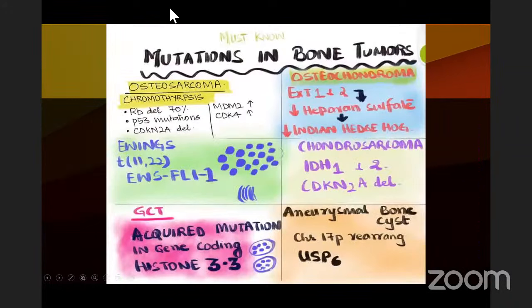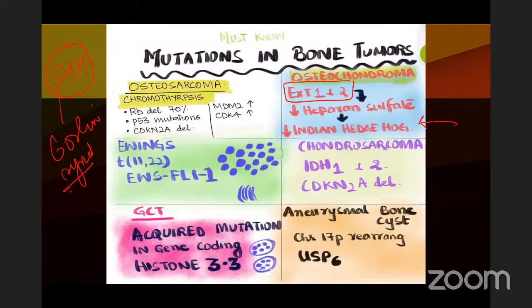Please remember the mutations of bone tumors. I put a chart here that you should quickly remember. Starting with the easiest one, that is osteochondroma. Osteochondroma usually has a mutation of EXT1 and EXT2, which basically decreases heparan sulfate, and there is a decrease in the Indian hedgehog pathway. So please remember, if somebody is asking, sonic hedgehog pathway mutations are seen in medulloblastoma, and which syndrome? Gorlin syndrome. In Gorlin syndrome, there is overactivity of the sonic hedgehog pathway.